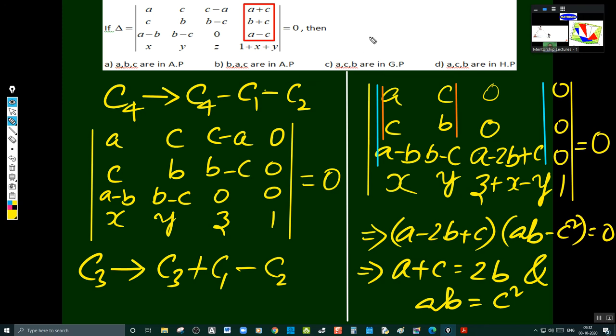So what is the final answer here? It is option A. A, B, C are in AP according to this, and A, B, C are in AP according to this, and AB is equal to C squared we have got. So A, C, B are in GP. So option A and C. Okay.